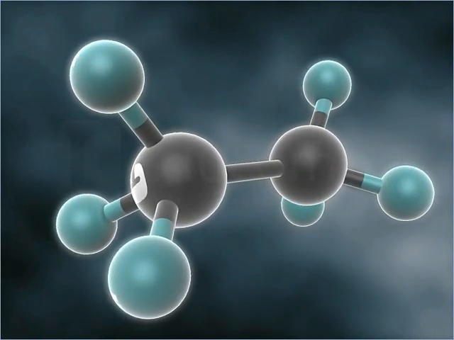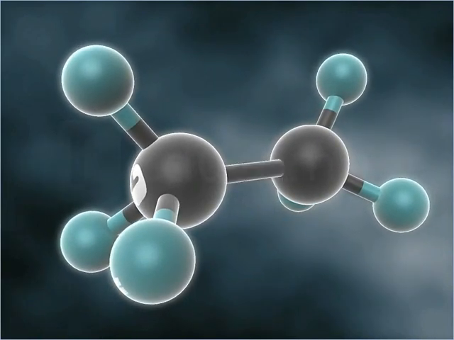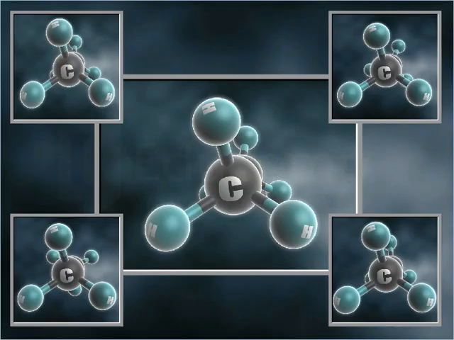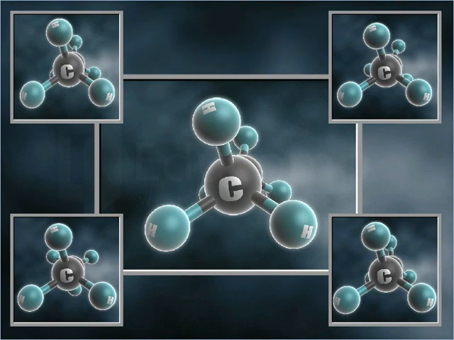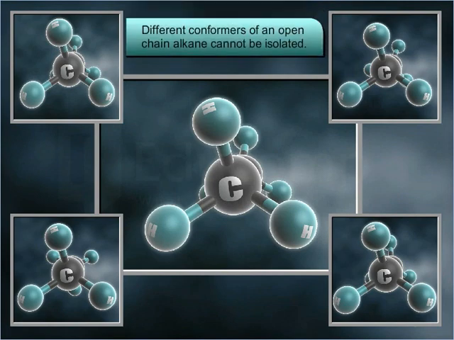However, the free rotation of the carbon-carbon single bond is restricted to some extent as a result of the steric hindrance arising due to the repulsive interactions between the adjacent bonds. Consequently, different conformers of an alkane differ slightly in energy. However, this energy difference between the conformers is very small in the case of open-chain alkanes. Therefore, the different conformers of an open-chain alkane cannot be isolated.